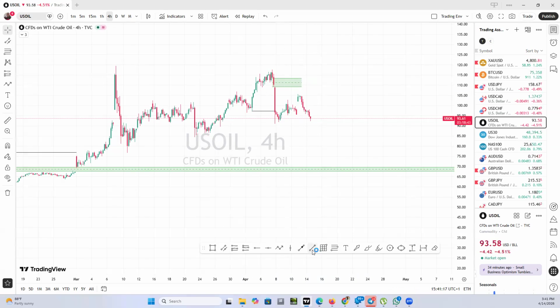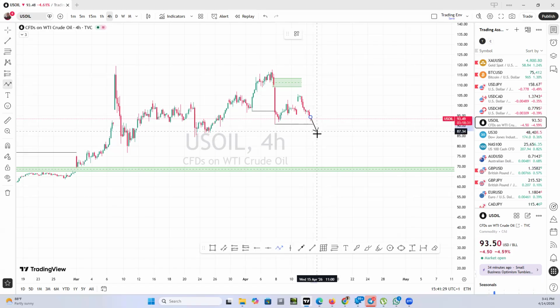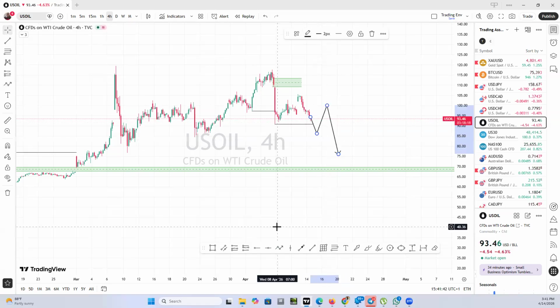So we will expect market to give us breakup structure to the downside. When market gives us a breakup structure to the downside, that's when we will expect to go back and maybe sell from here, because we have this FVG here. But at the moment, we don't have the breakup structure yet. So we don't have a setup at the moment. So we have to keep watching the US oil as well.